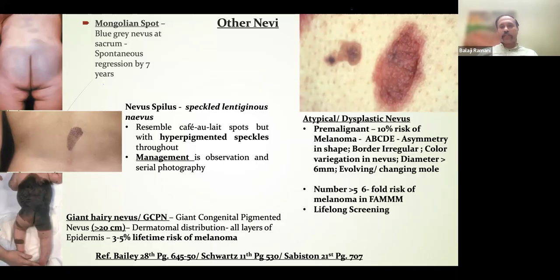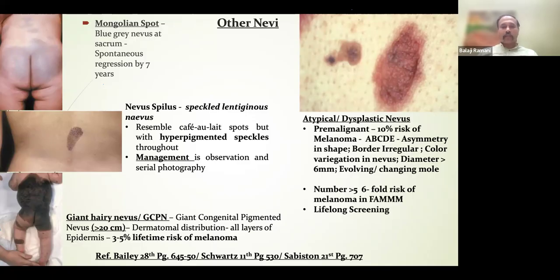The cutoff is 6 millimeter. Anything more than 6 millimeter, there is an increased risk of having a melanoma. So cutoff more than 6 millimeter, which is going to be there. And evolving or a changing mole. So one that changes with time when you have it. So that is known as an evolving or a changing mole.